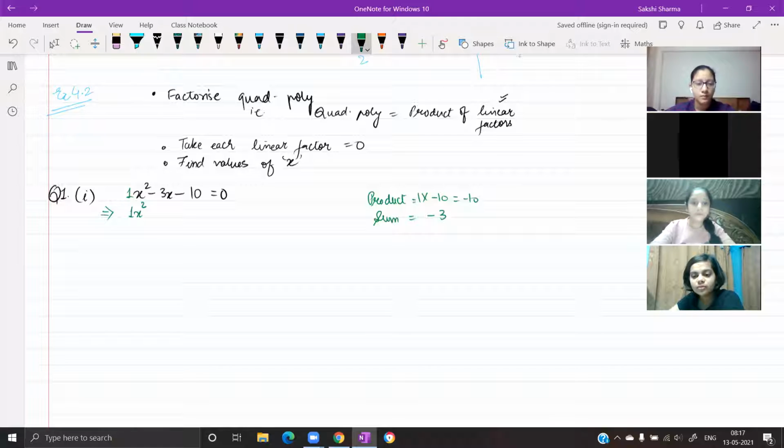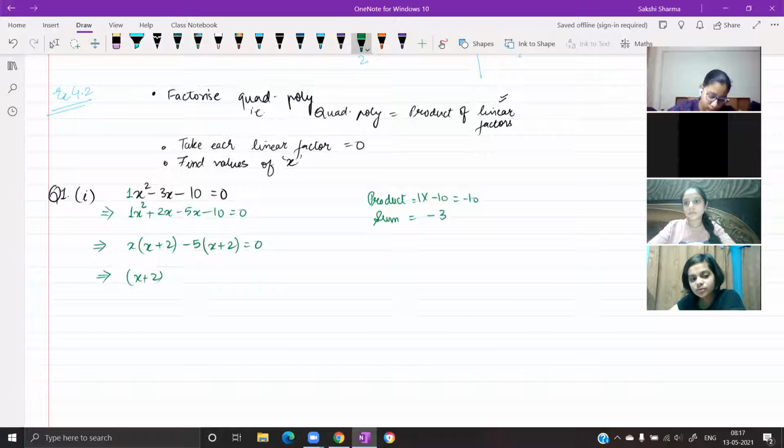Can you answer? How will you split the middle term? Ma'am, x square plus 2x minus 5x minus 10 is equal to 0. Regroup and factorize the terms in pairs. You get x into x plus 2 minus 5 times x plus 2 equals to 0. The two linear factors we have are x plus 2 and x minus 5 equals to 0. So take each of the linear factors equal to 0 and obtain the values of x. The values could be distinct, the values could be equal.